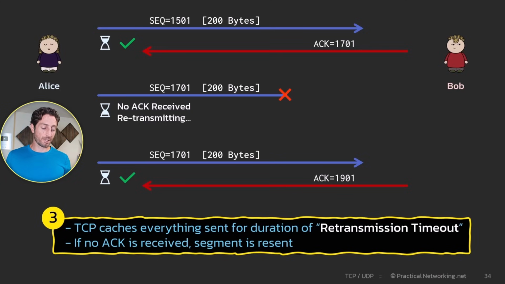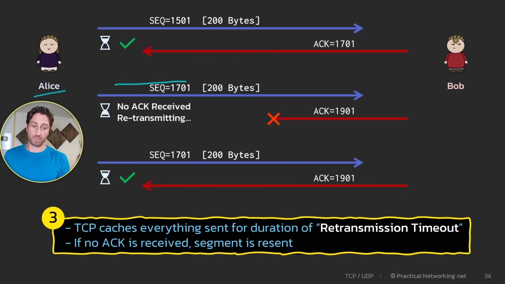Now, the cool part about how this works is that it works if packets are dropped in either direction. We simulated this packet being dropped sent from Alice to Bob. Well, let's just say that packet actually made it through, and Bob's acknowledgement is what was dropped in the other direction. Well, in the end, the same situation would occur. Alice sent something and never received an acknowledgement for what she sent, so she's simply going to retransmit.